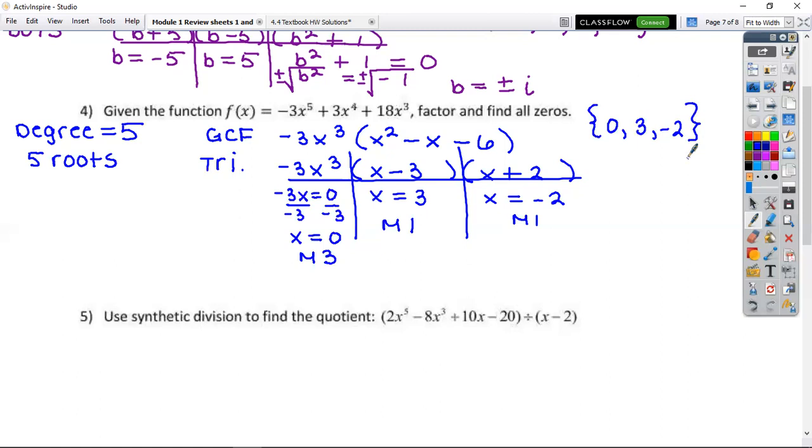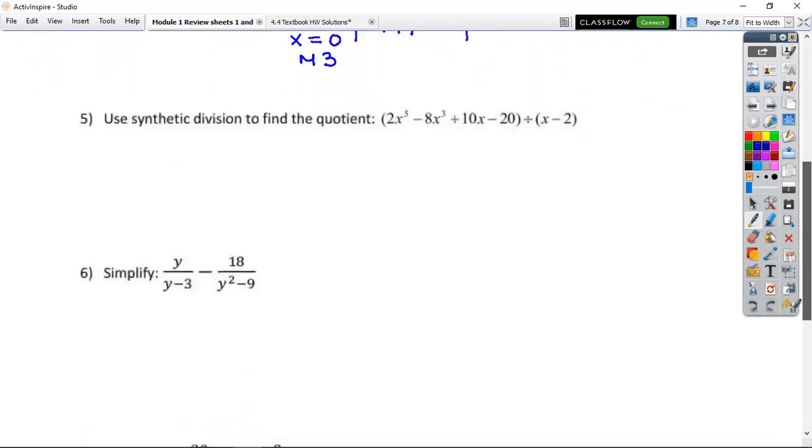Okay. How do we feel with that one, okay? And again, I do want you to do a graph on that tomorrow as well. And for the graph, you're just going to place it in your calculator. You do not have to do it by hand. Number 5, a quick synthetic division question.